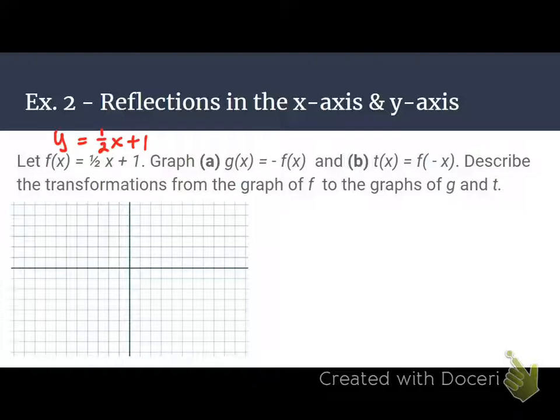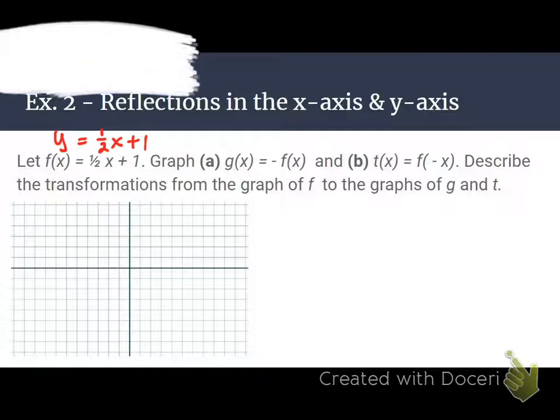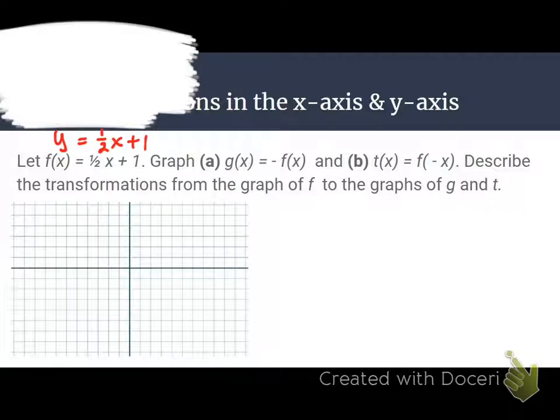For our parent function, in order to graph it, we need to identify our slope and our y-intercept. What's my slope? 1/2. And then our y-intercept is the 1. Good? We start graphing at our y-intercept. So I put a point where? 1 on the y-axis. So that's up 1.